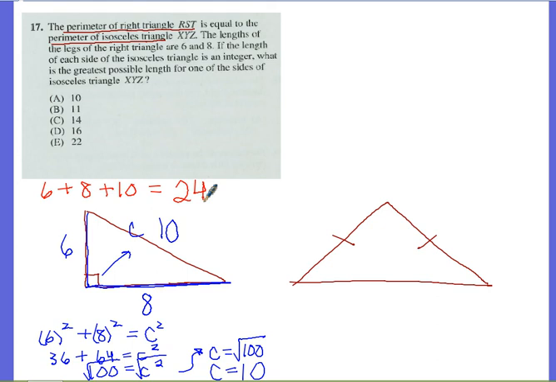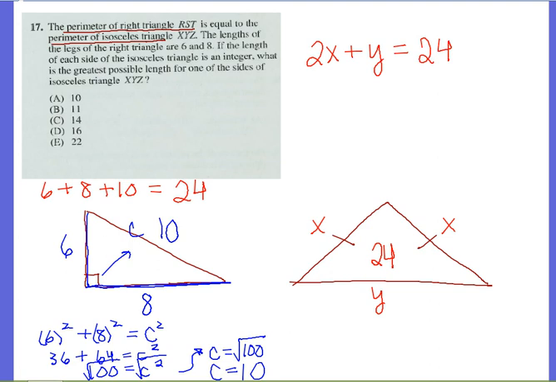Alright, the length of each side of the isosceles is an integer. What is the greatest possible length for one of the sides of the isosceles triangle? Alright, so we know that this guy has to be 24 when we're all said and done. We have, let's just call this x, let's call this x, let's call this y. I don't really know if that's the best way to do it, but I know if I add my 2 x's plus my y, that should give me 24. And then same thing like the other question, I'm just going to check values.